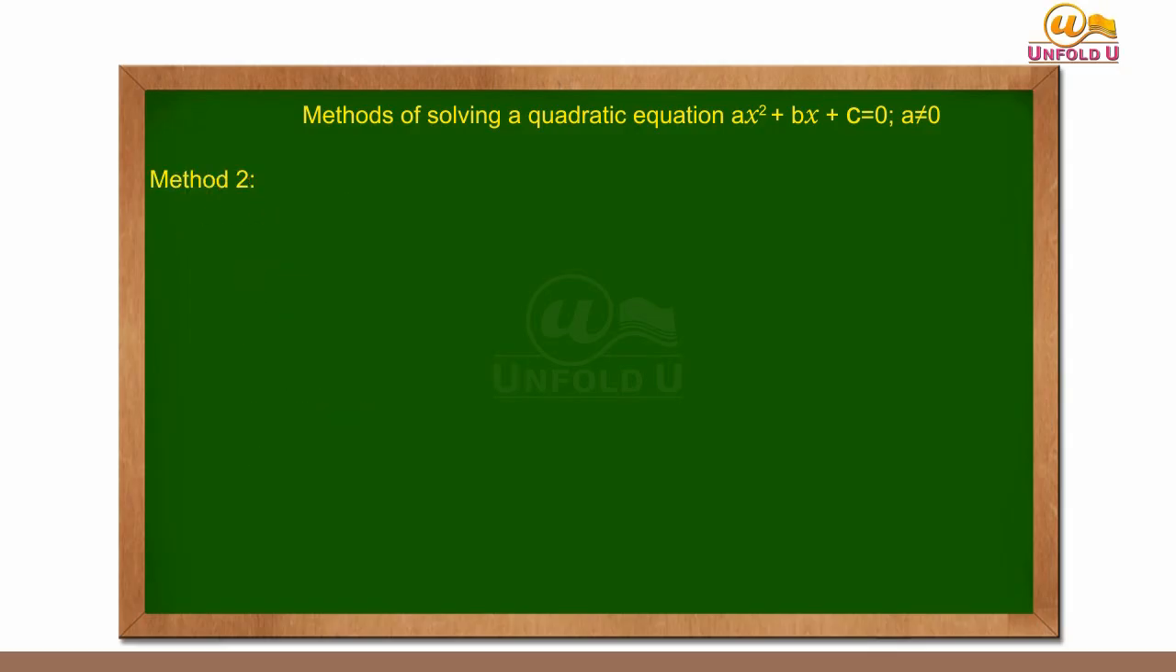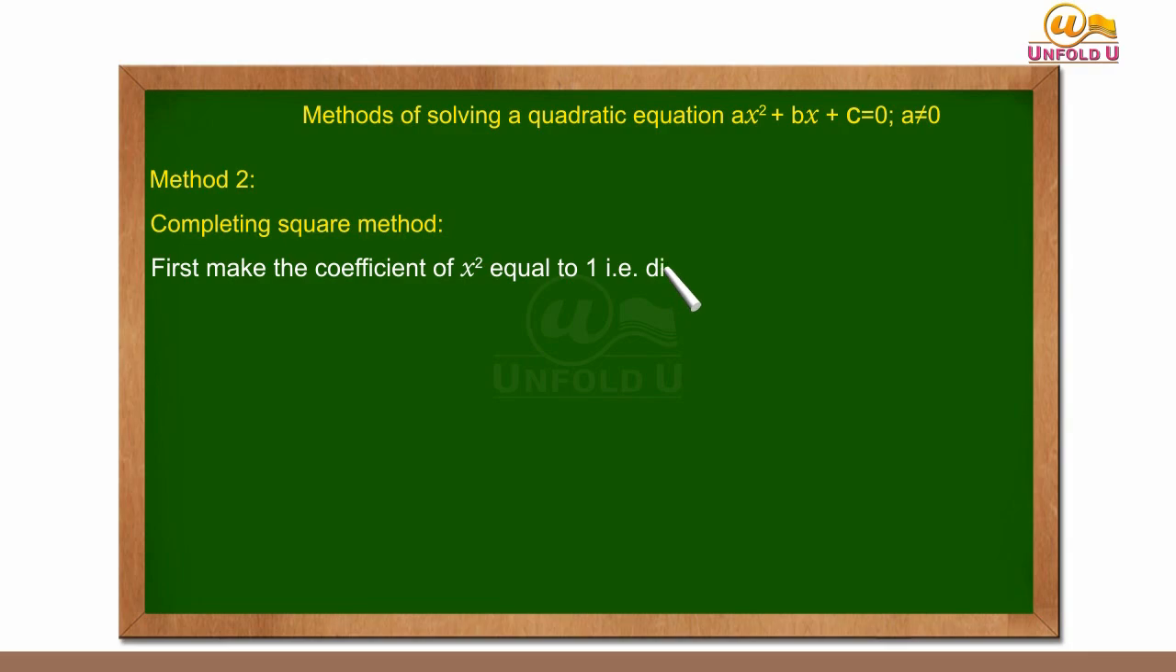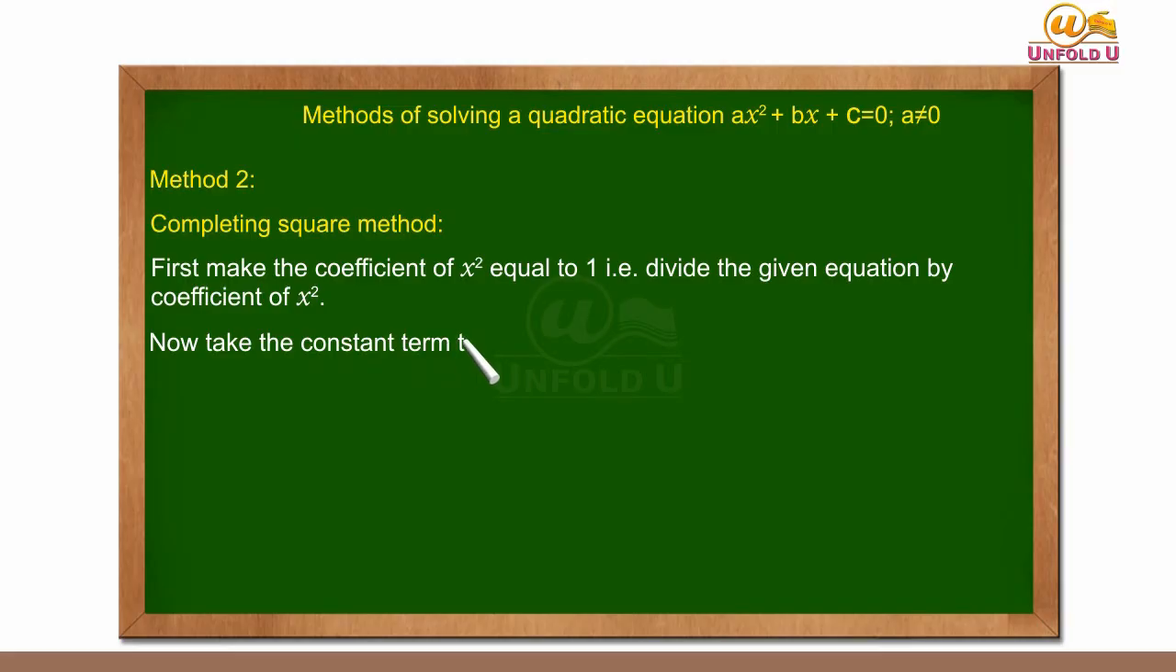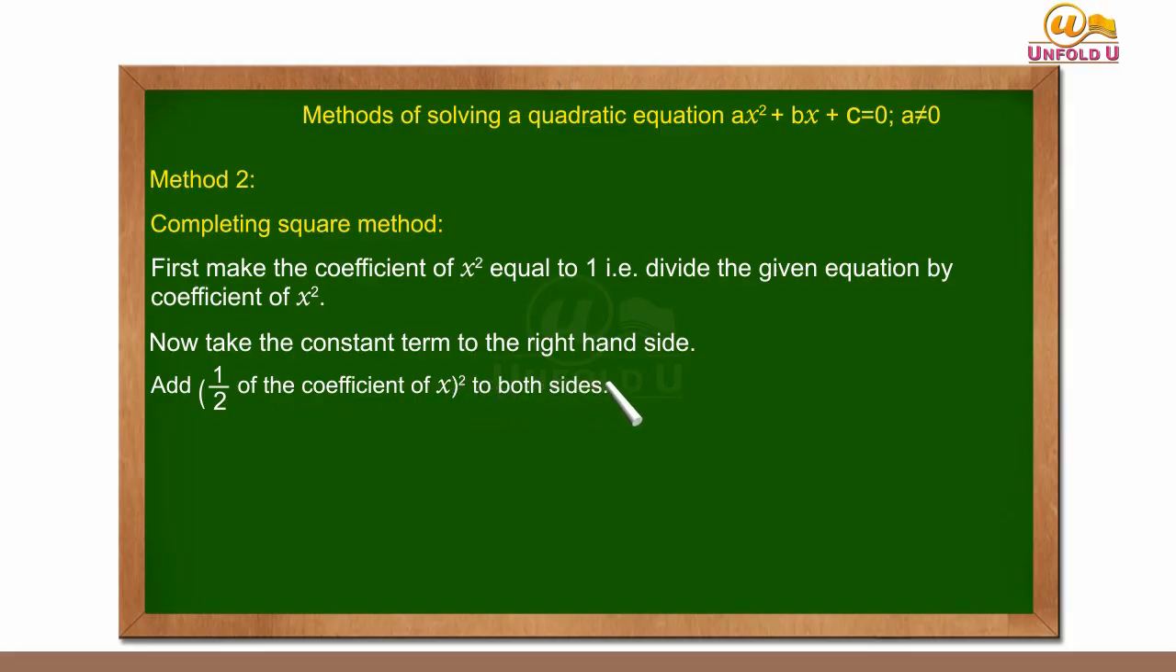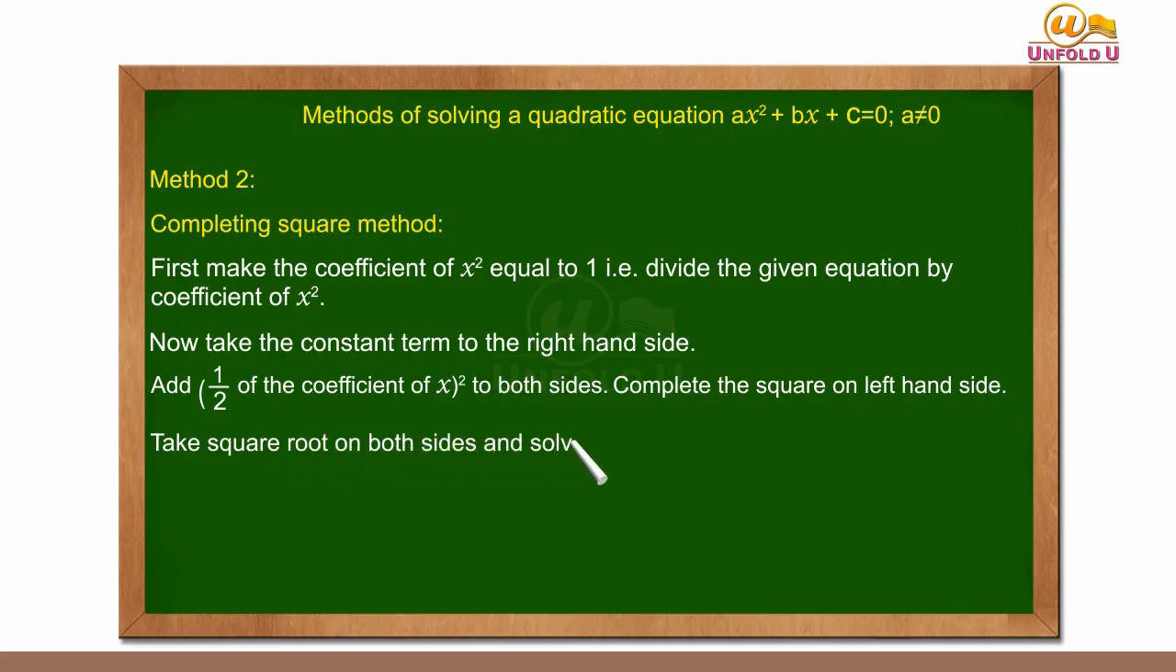Method 2: Completing the square method. First, make the coefficient of x² equal to 1, that is, divide the given equation by the coefficient of x². Now take the constant term to the right-hand side, add (1/2 of the coefficient of x)² to both sides. Complete the square on the left-hand side, take the square root on both sides and solve for x.